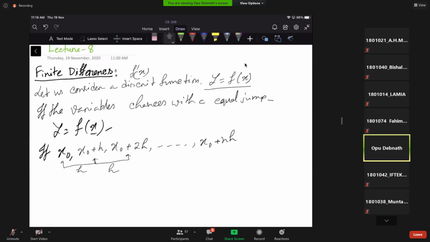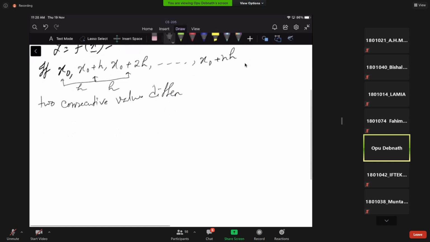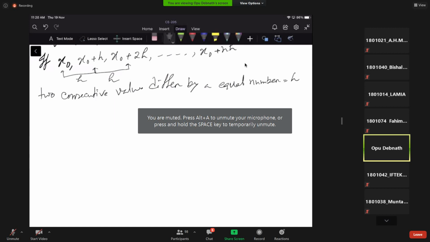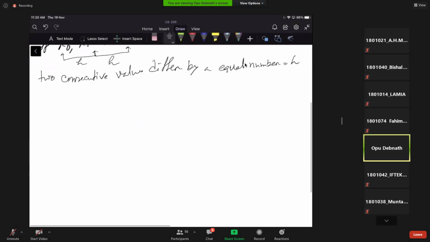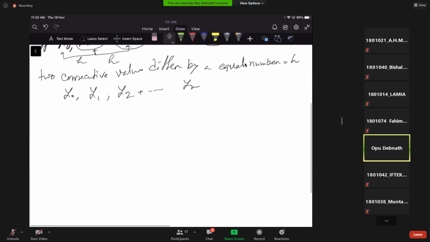For these two values the difference is h, and two consecutive values differ by an equal number h. That means equal interval. So it is an equal interval finite difference, and the corresponding values of y will be something like y0, y1, y2, up to yn. Actually, these are x1, x2, and xn.